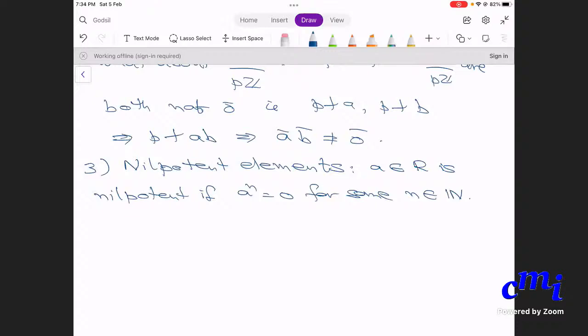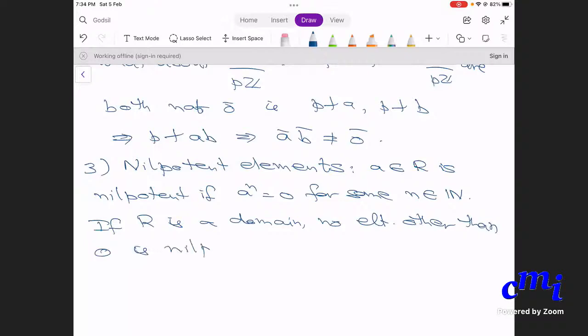Now, in the usual rings that we deal with, like Q[x] and Z, there are no nilpotents. In an integral domain, you cannot have a nilpotent. So if R is a domain, no element other than 0 is nilpotent. That's not very interesting. You cannot have a power of a to be 0. If a is not 0, then a^n is also not 0, because when you multiply two non-zero elements, you always get a non-zero element. So in a domain, no element other than 0 is nilpotent.